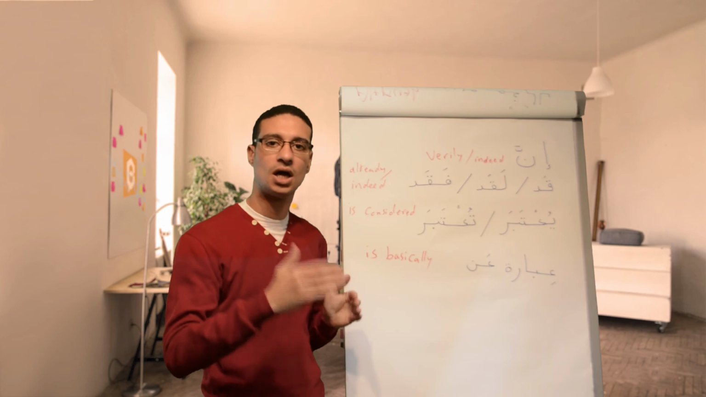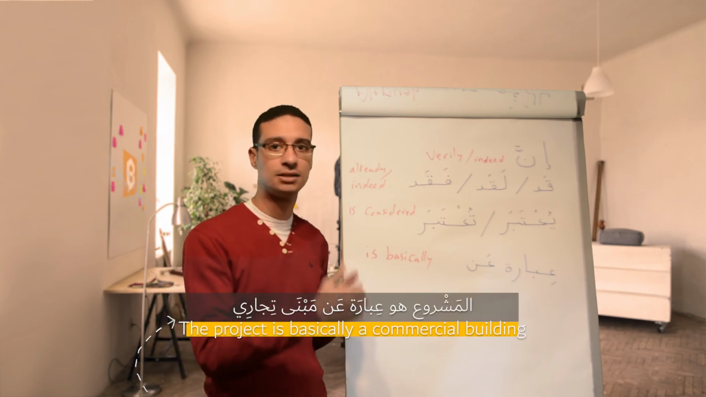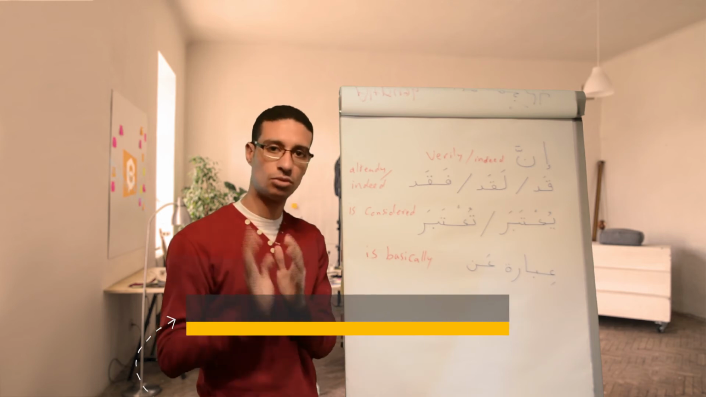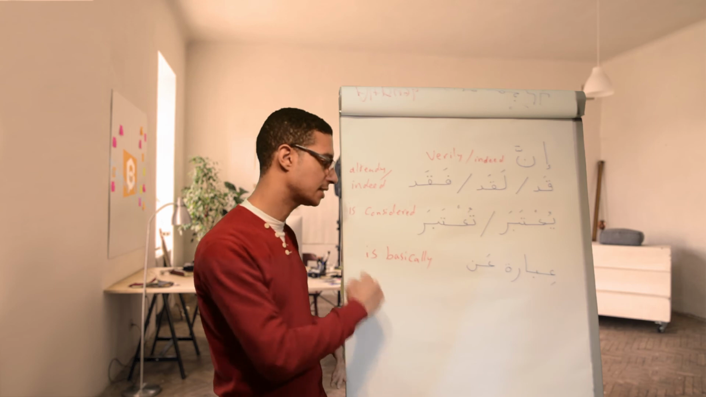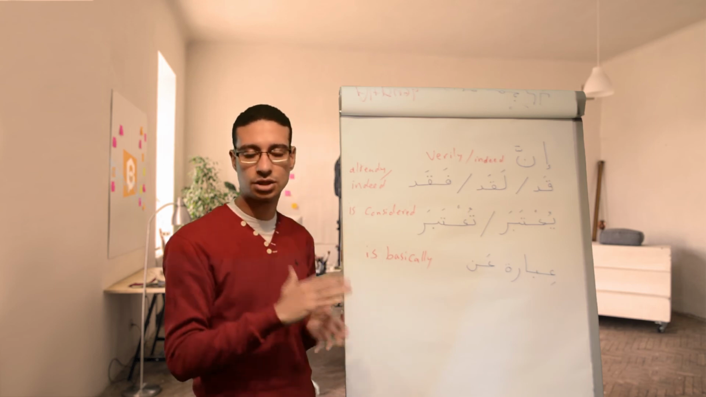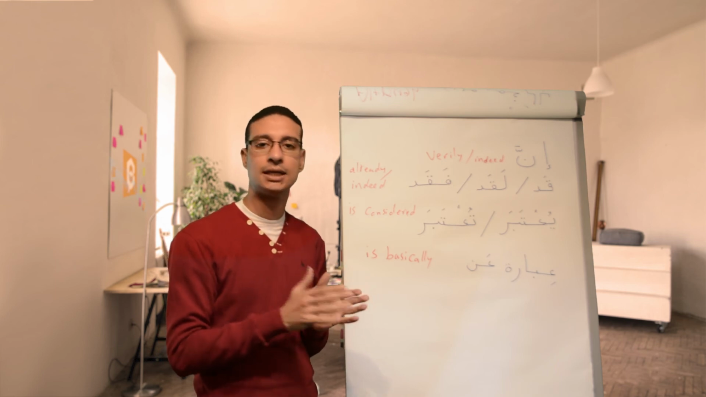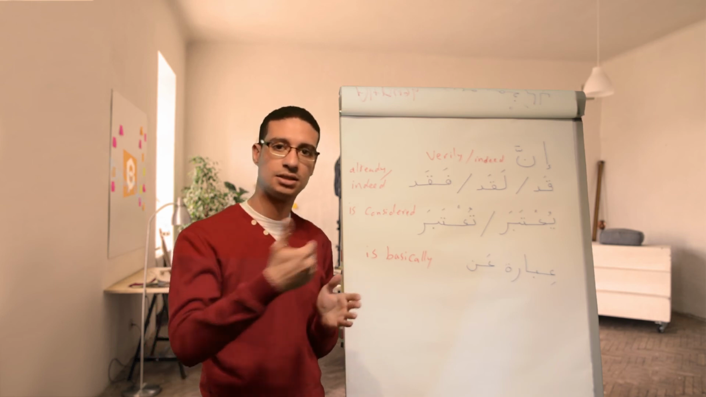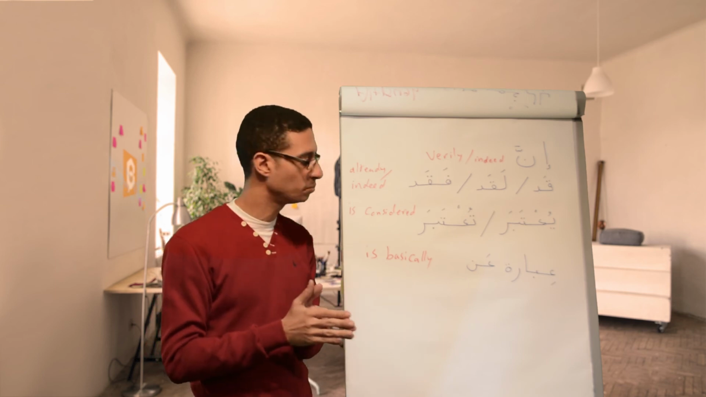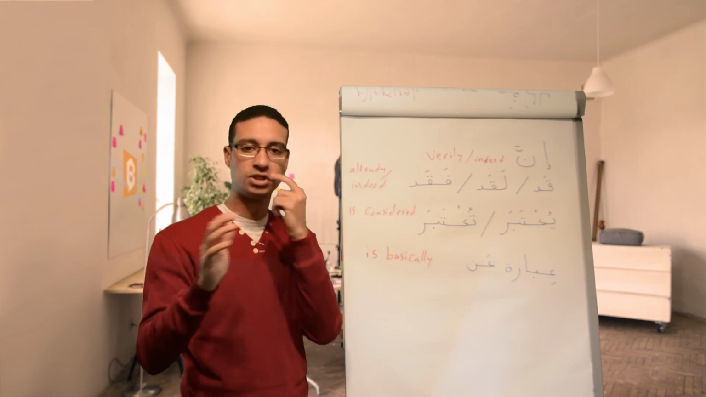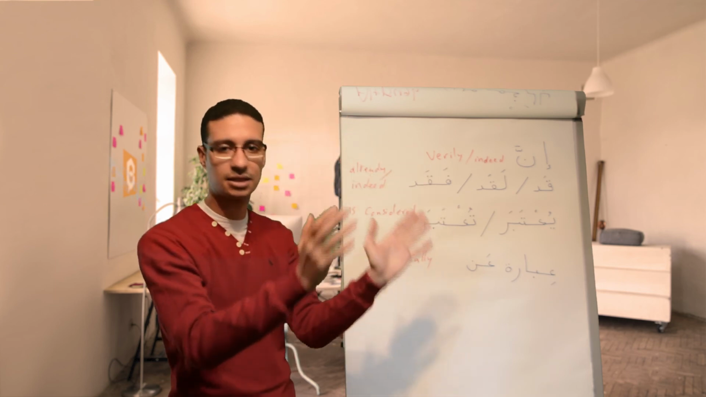For example, المشروع هو عبارة عن مبنى تجاري. So المشروع, project, هو عبارة عن is basically, so this is the translation in English, so no new meaning, like is basically هو عبارة عن مبنى, building, تجاري, commercial, is basically a commercial building. So here you're defining what this project is. This project is basically something.